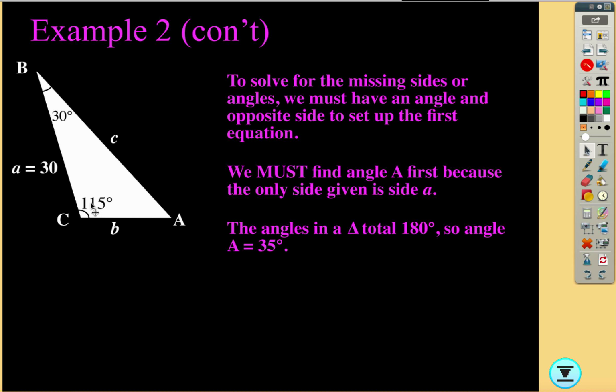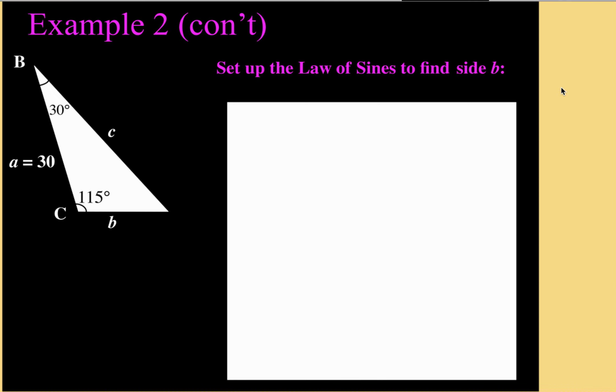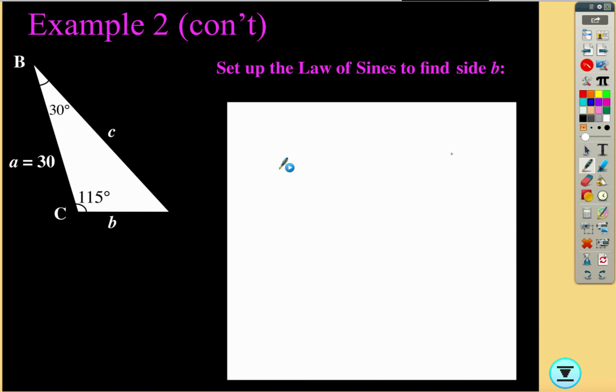Since all the angles are going to add up to 180 degrees, I know angle A is going to be 35 degrees. So we can put that in there, 35 degrees. Now that we have an anchor, we can actually go ahead and set up the law of sines to find our other sides. It doesn't matter if you find little b first or little c first. I'm just going in alphabetical order at this point. So I'm going to find little b first.